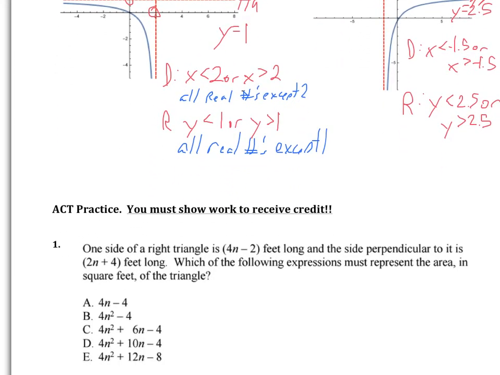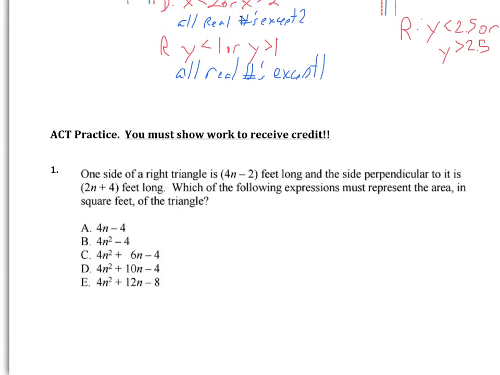Alright, let's move on. So here we have a problem. Just for the record, this is the same question that was on the previous homework assignment. That was an accident. So here we go. We'll do it again. We have a right triangle. A right triangle has one right angle, and it says that one side of it is 4n minus 2, and the side perpendicular to it is 2n plus 4. So remember, perpendicular means 90-degree angle. So that means they're telling me that one of the sides is 4n minus 2, and the other side is 2n plus 4. We don't care about the hypotenuse. This side's not going to be a factor in the problem.